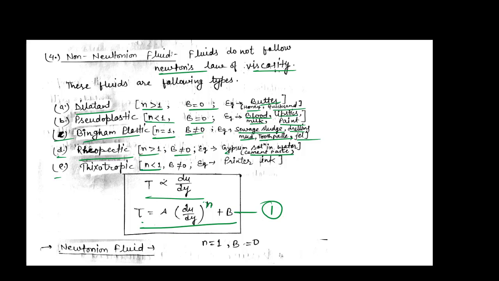And last one is the thixotropic fluid. Here n is less than 1, b is not equal to 0. So an example is the printer ink, the ink which is present in the printers, it is known as thixotropic fluid. Okay, so this is all for non-Newtonian fluid. For Newtonian fluid, n is equal to 1 and b is equal to 0. So when you put all these values for different types of fluids in this equation number 1, you will get an equation for that particular fluid.